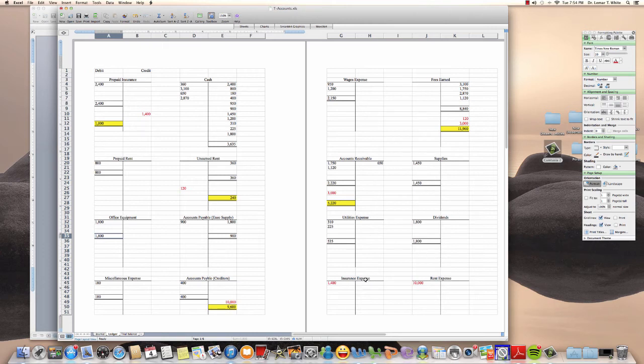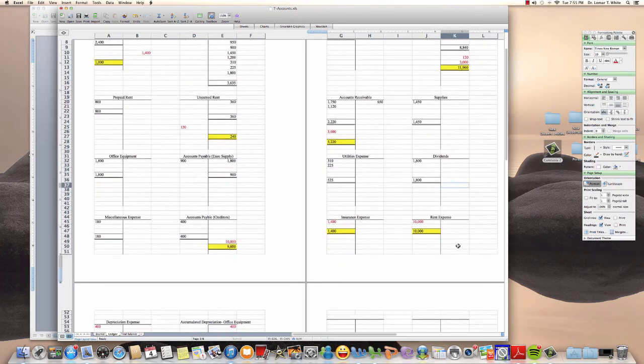My insurance expense account is not balanced over here. So I'm going to balance it. It has one entry on the credit side. So that's what my balance is going to be, $1,400 in my insurance expense account. All right, I'm going to highlight it just so we know. My rent expense also needs to be balanced. So that's going to be $10,000 on the debit side. So I'm going to balance that account as well. All right. Let's see. Anything else needs to be balanced?